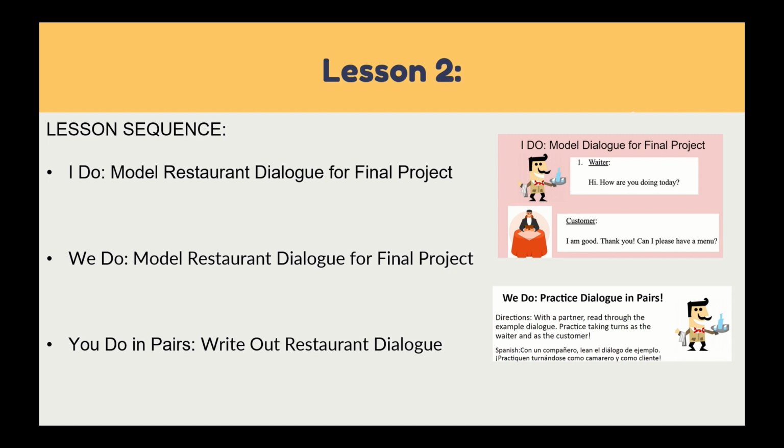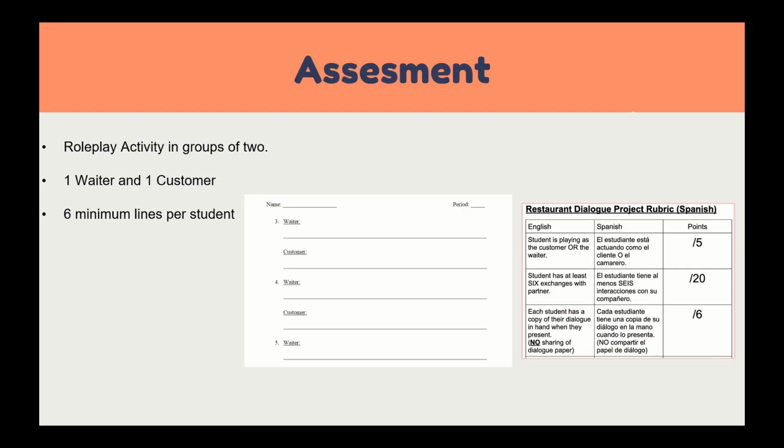And if that was a bit confusing, here's a bit more on the assessment. The first image we have here is the worksheet that they will be given. It's waiter, customer, and it goes 6 times through 6 different interactions. They have to create their script. They're in groups of 2, one being the waiter, the other being the customer. Each one is in charge of their dialogue and what they're saying for their assessment. So like I said, they have to have 6 minimum lines per student, and it's a role play activity.